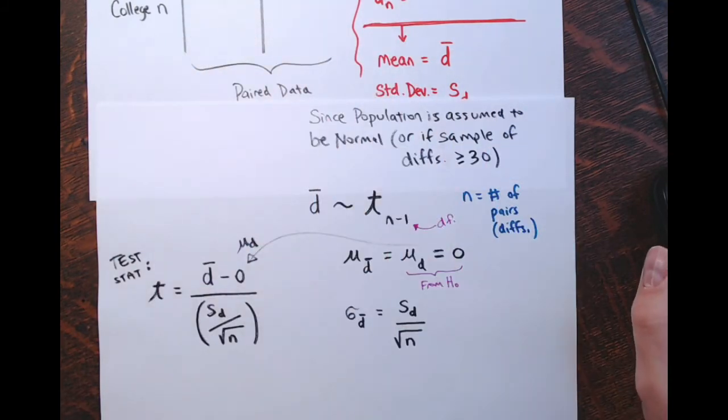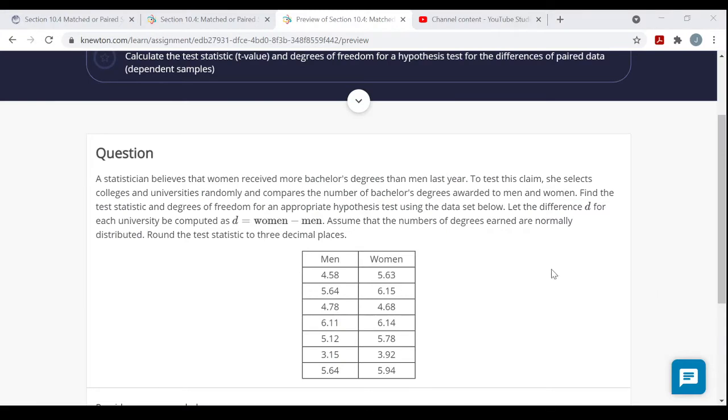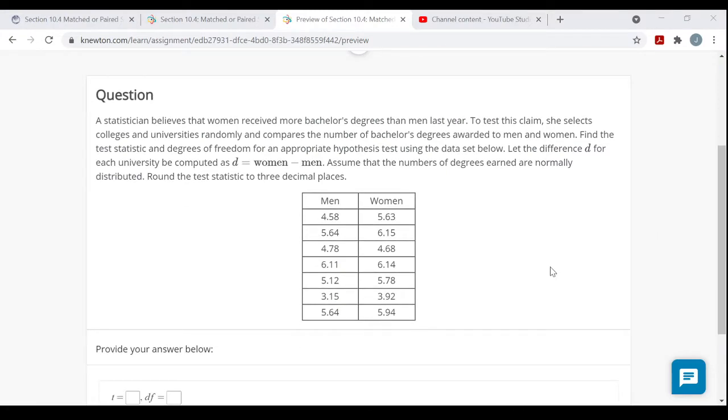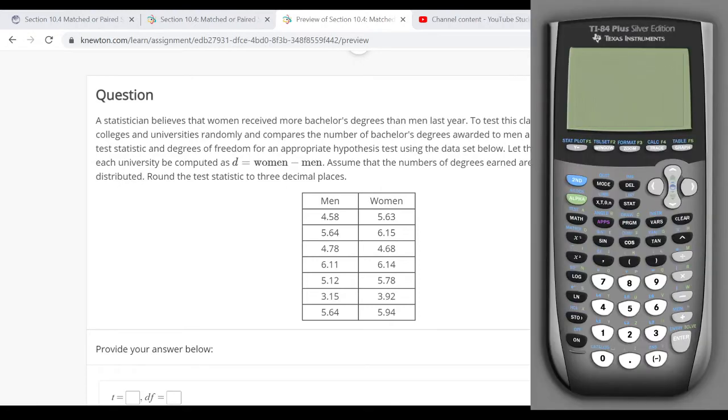All right, but let's watch me go through this here. So here's the lists of data we are given. I'm going to do this on the calculator. So I'm pulling up my TI-84, and 83 should be similar. And I'm going to enter these lists of data.